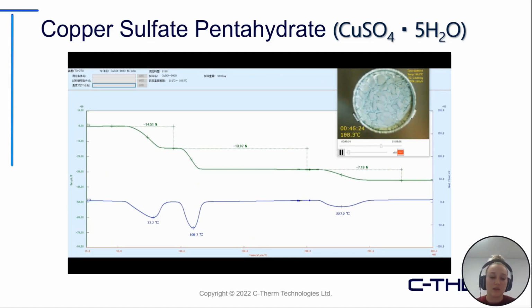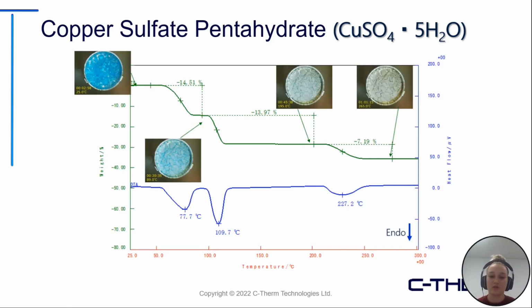So this is just a good application to show how we got from the start to the end. We can see in this sample observation each of the mass losses and how the sample changes during these mass losses. And we're approaching the last one now here. There we go. And now we can see how the sample has changed during the whole test.